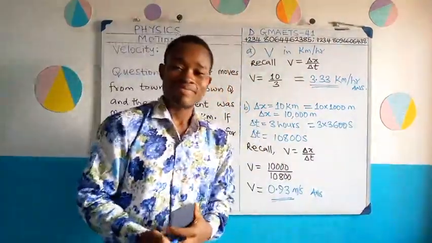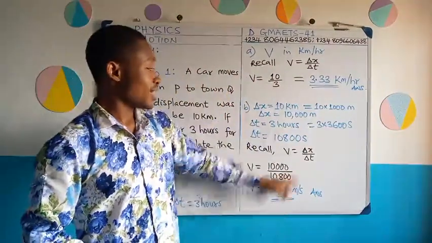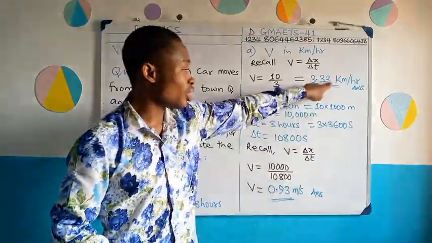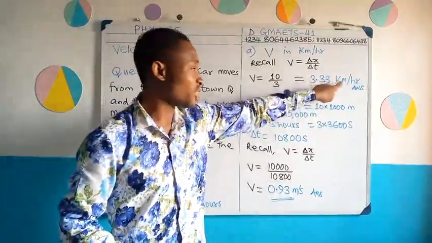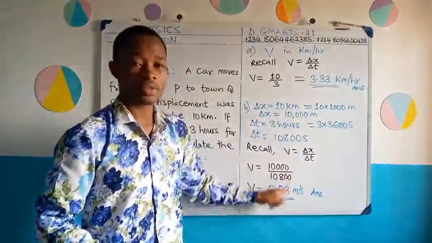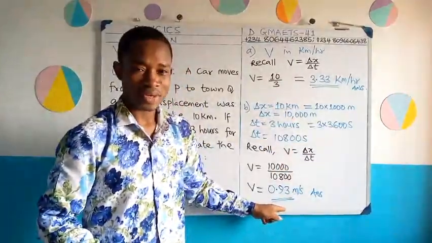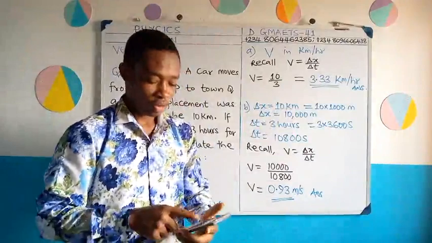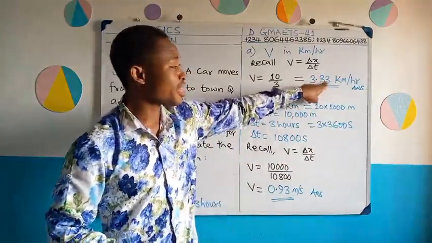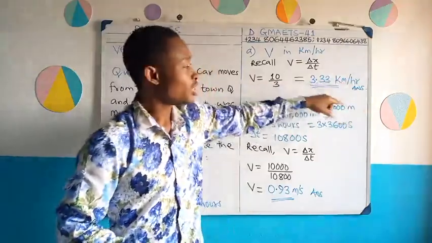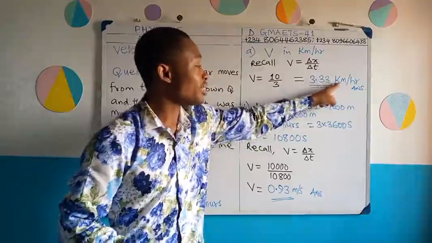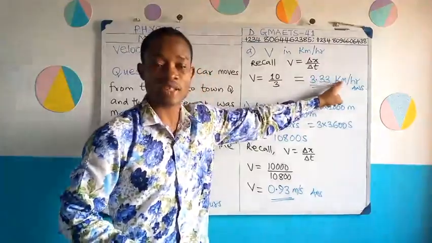Does that make sense? Now, I could have gotten this answer directly from here if I didn't want to do all this conversion. When I got my answer in kilometers per hour, I can change from kilometer per hour directly to meter per second without doing all these things. Should I tell you how you do that? Now pay attention. You can go for your calculator. What we have here is 3.33 kilometer per hour. The meaning of this is that for every 1 hour, the car will cover a distance of 3.33 kilometers.